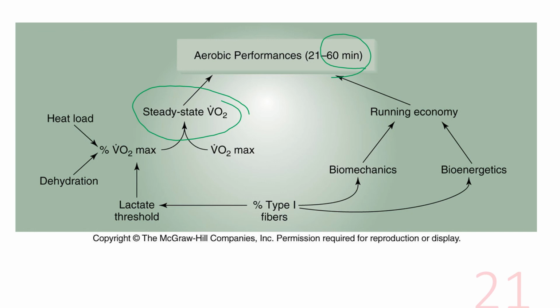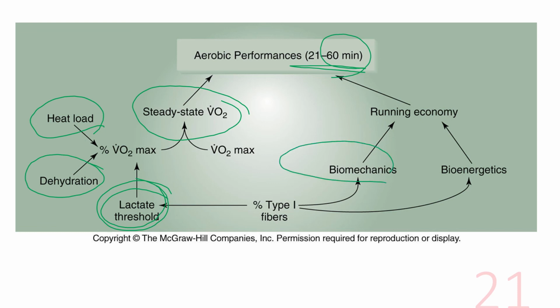Because if I'm going 21 to 60 minutes, chances are I'm not running or competing at my maximum for the entire duration. Okay. Other things that we should be concerned with, dehydration is going to play an important role. Lactate threshold, again, we're more concerned with submaximal exercise in this particular situation. So lactate threshold will certainly give us a good estimate of submaximal level. Heat will play a role.